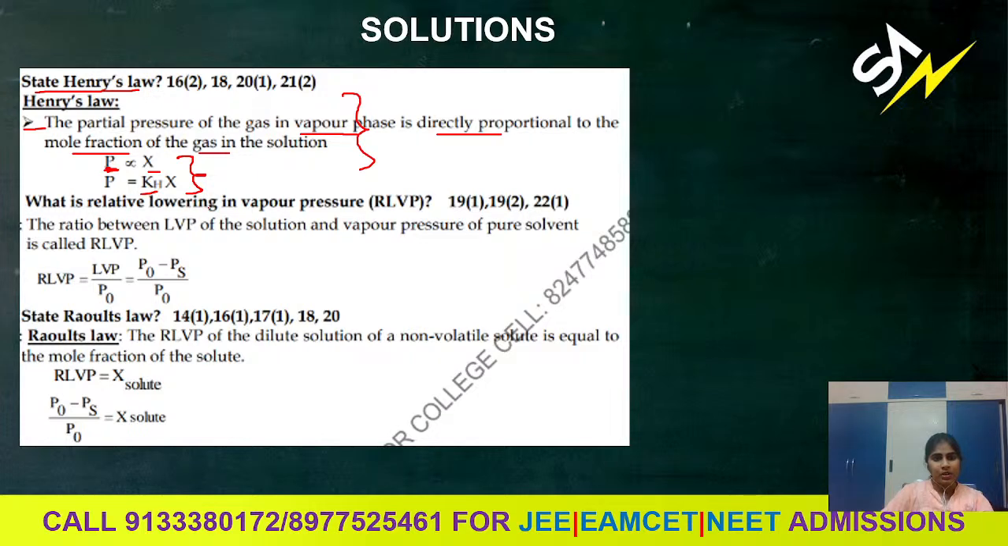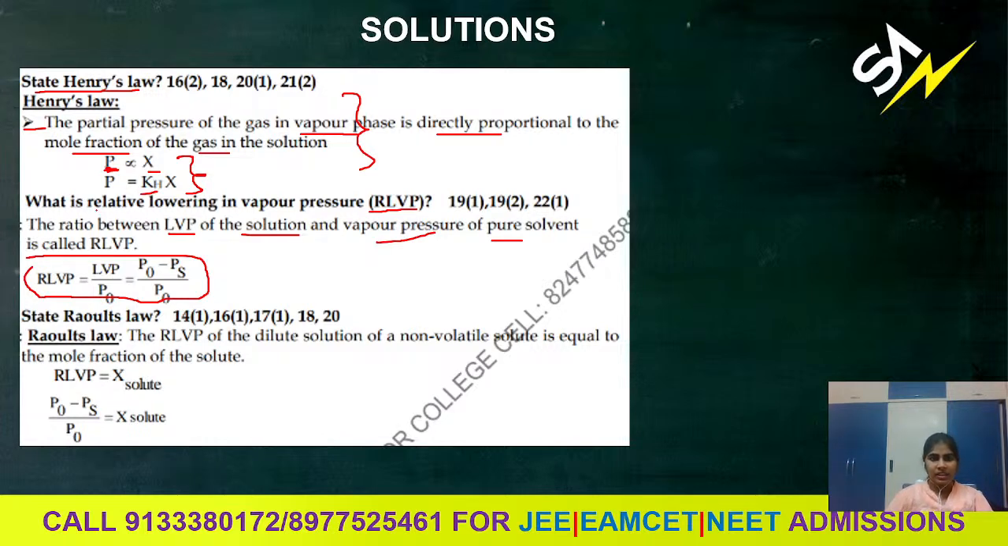And the next important point in the solutions is relative lowering of vapor pressure. So what is relative lowering of vapor pressure? You can define it with this formula. It is the ratio between the lowering of vapor pressure of the solution and the vapor pressure of the pure solvent. That ratio is known as relative lowering of vapor pressure. You can define it by writing this formula.